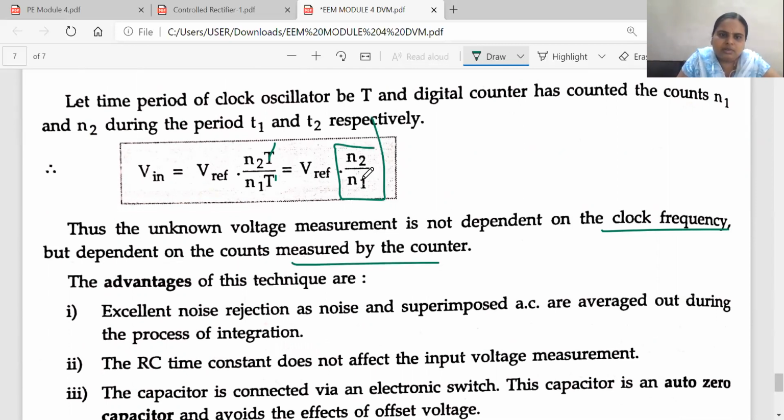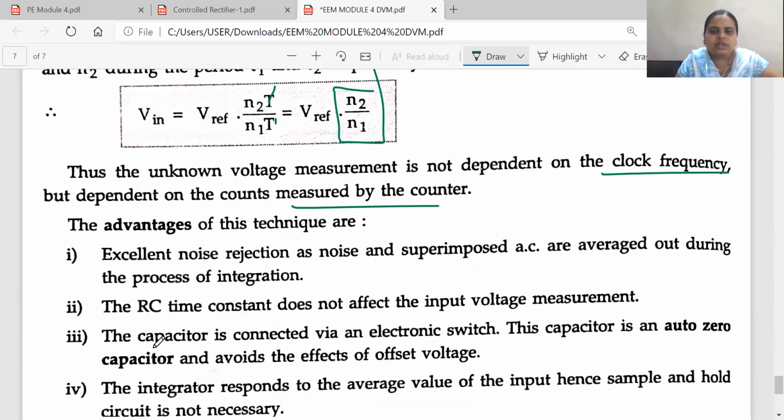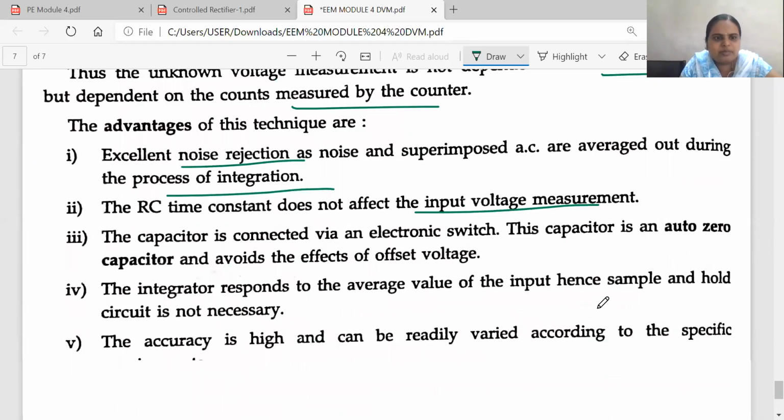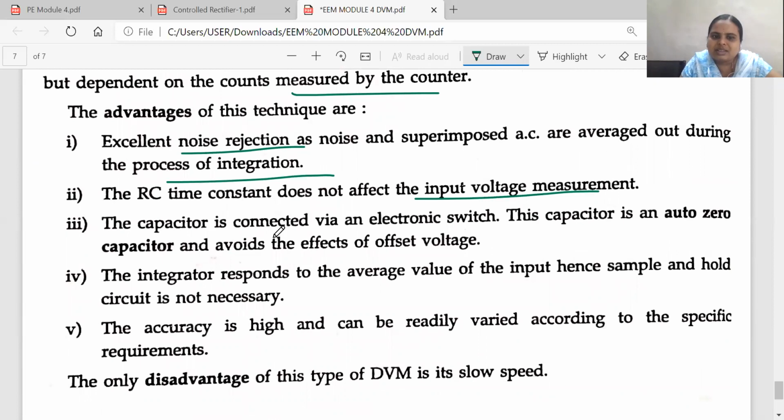From this, we can find out what the advantages of using this are. Excellent noise reduction is possible, as noise and superimposed AC are averaged out during the process of integration. The RC time constant does not affect the input voltage measurement. And third, the capacitor is connected via an electronic switch. The capacitor is an auto zero capacitor and avoids the effects of offset voltage.